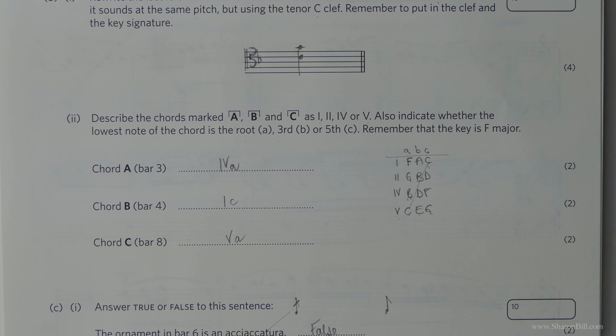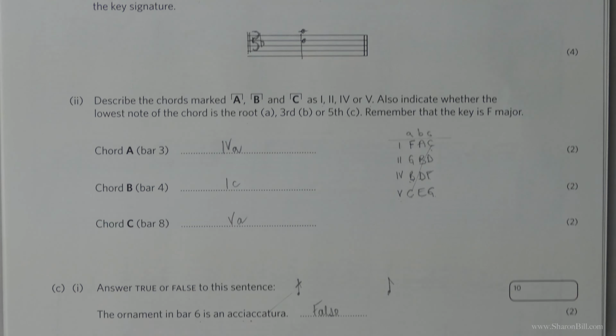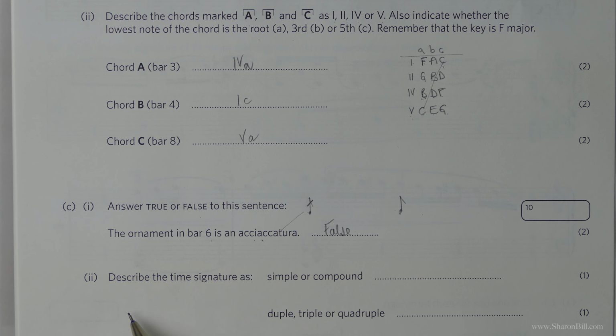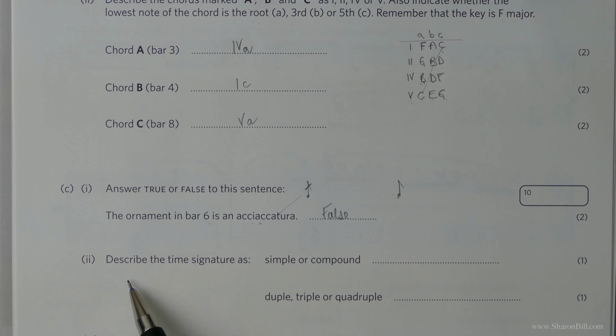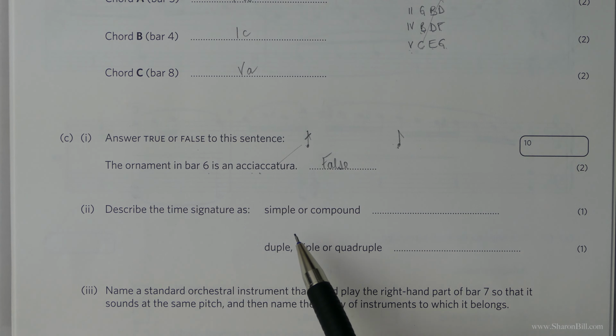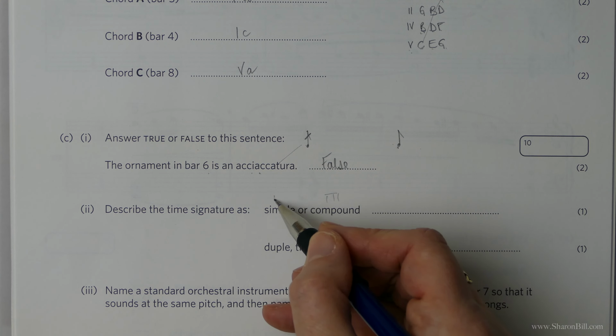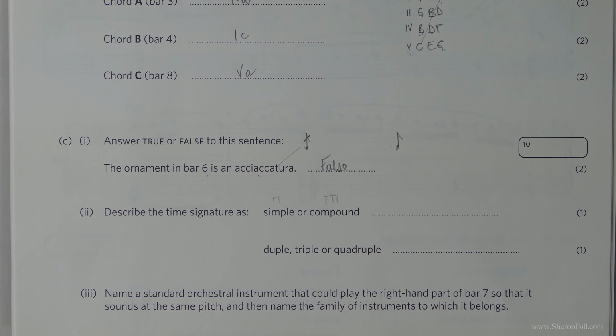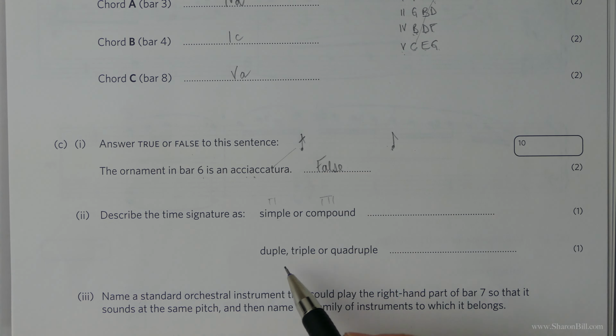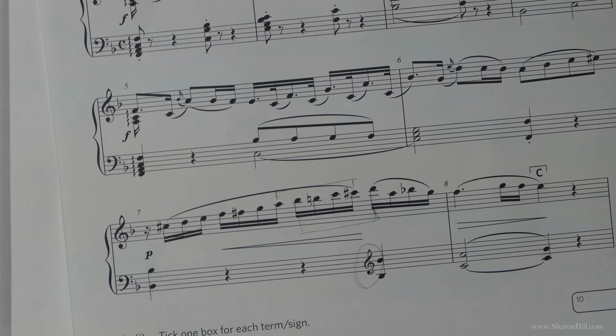Now then, we've been asked to describe the time signature. So we've got to look, are we counting in groups of 3 for it to be compound, or groups of 2 for it to be simple? And then how many groups? 2, 3 or 4. So let's see what we've got here.